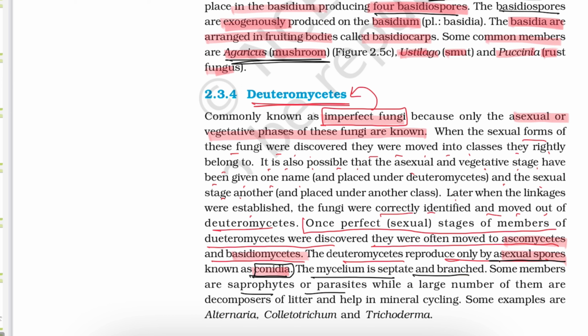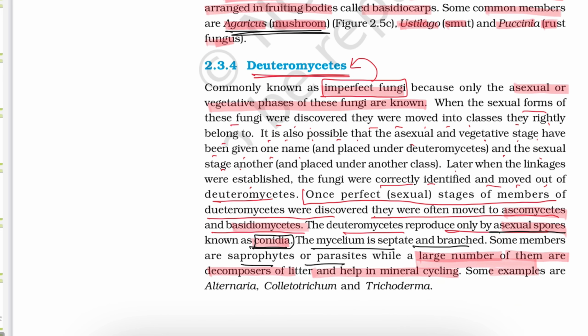Some members are saprophytic or parasitic, while this line is important: a large number of the Deuteromycetes are decomposers of the litter and help in mineral cycling. Some examples are important. There are 3 examples given under Deuteromycetes: Alternaria, Colletotrichum, Trichoderma. These 3 examples are very important. Examples of Deuteromycetes are important, and it is also known as fungi imperfecti. This point is important: only the asexual phase is known, and the asexual spore is conidia. A large number of them are decomposers of the litter and help in mineral cycling. These are the few important lines of Deuteromycetes.